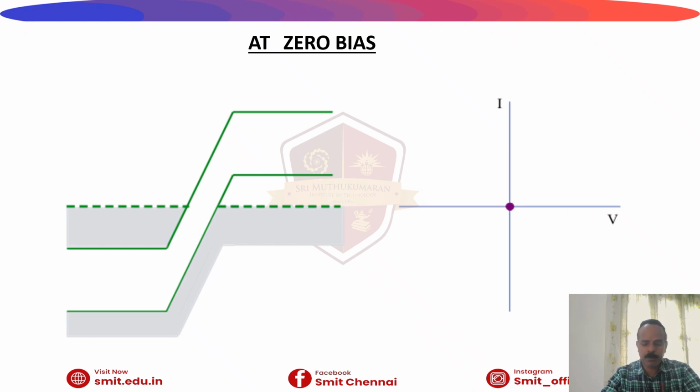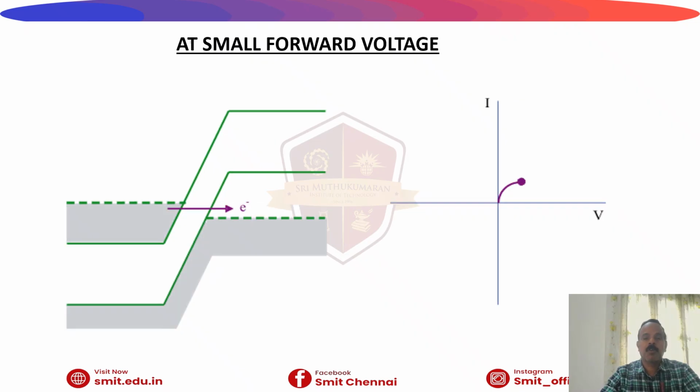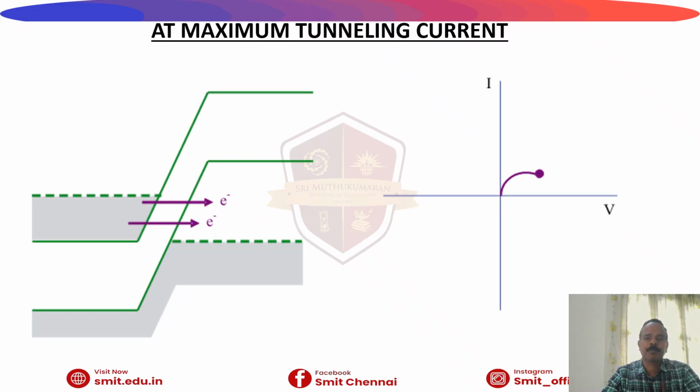Next, we are going to see about the energy band structure when the maximum tunneling current occurs. At the peak voltage, the alignment between the filled states in the N region and the empty states in the P region is maximum. This results in the highest tunneling probability and hence the maximum tunneling current, which is known as peak current. Beyond this point, further increases in voltage will reduce the alignment, thereby decreasing the tunneling probability. That we have to take into account.